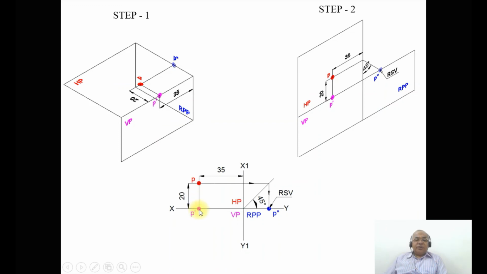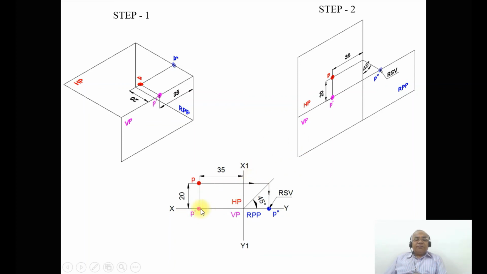Since it is lying on HP, obviously that point will be on VP. So you will mark this point as P dash. Then the distance behind VP is seen in HP. HP is above the XY line. So from here you measure the distance of 20 mm and you mark that point as small p. Then you draw a 45 degree line adjacent to HP, because I can see the distances of both the front view and also the top view.